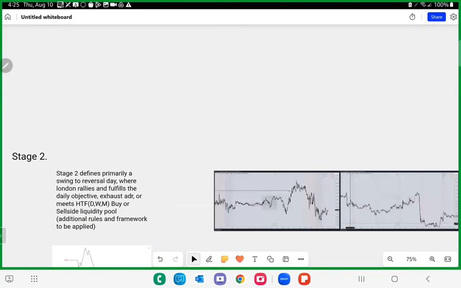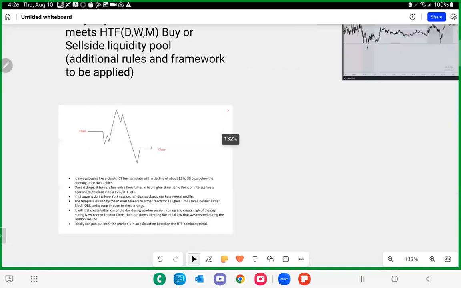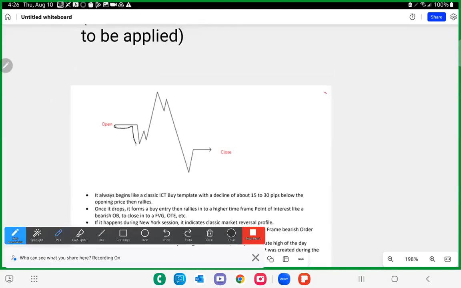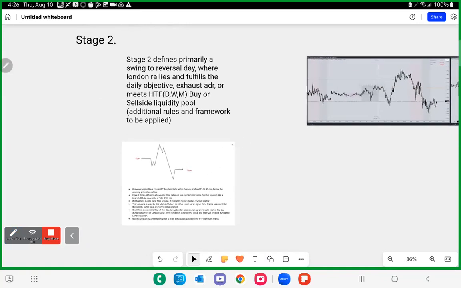All right. Now, stage two defines primarily a swing to reversal day. All right. So if you think about what a swing to reversal day is, that's typically where London will open up, have that little inducement, it'll set the intraday low, and then it'll have an expansion. And as we approach the New York session, which is why this template is called a swing to New York open, London close reversal day, because as we approach the New York session, London will have already made its way into a higher time frame PD array, primarily a daily, weekly, or monthly buy side or sell side liquidity pool, right?